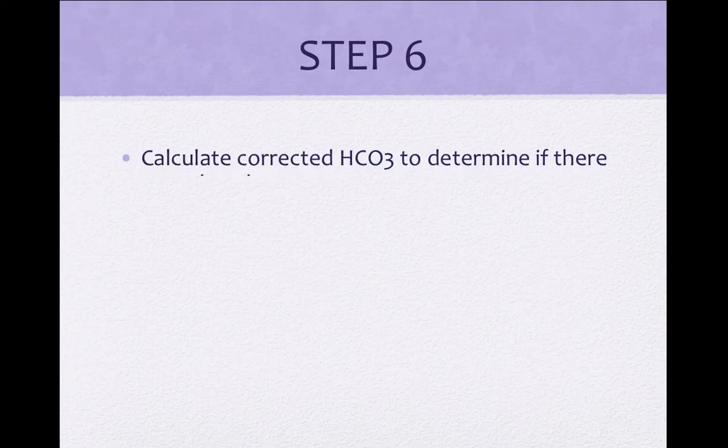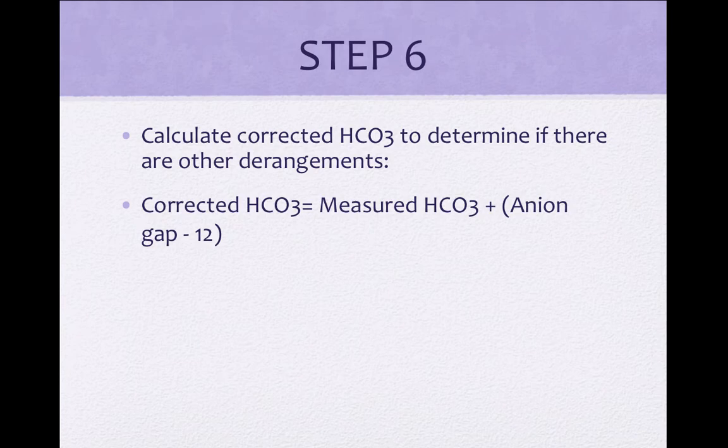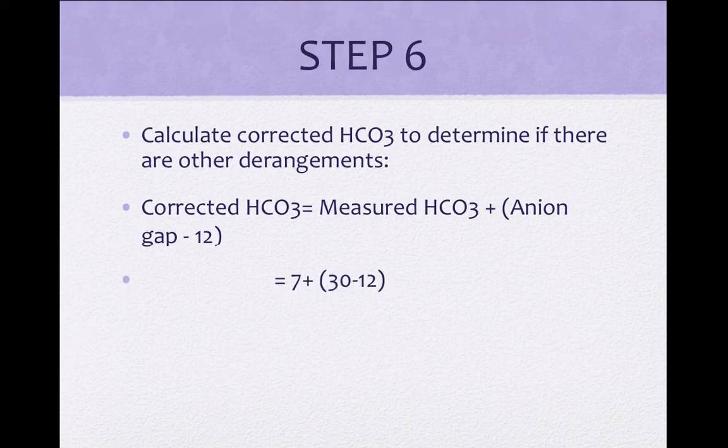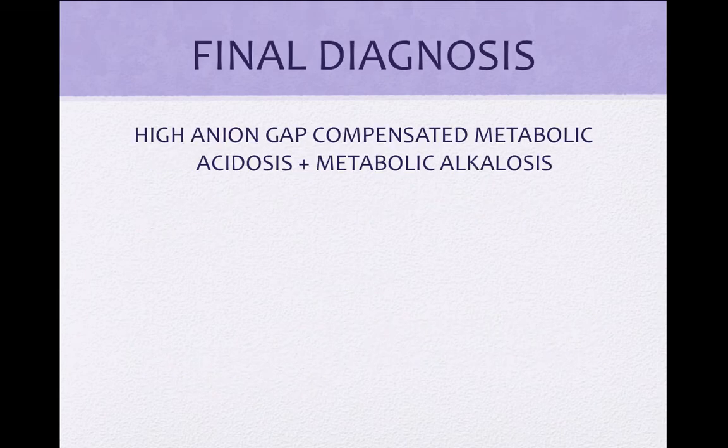Now, the last step was to see if there is any other derangement, for which we calculate the corrected bicarbonate. The formula for which is measured bicarbonate plus anion gap minus 12. We add all the values and we get 25. Now we know the normal bicarbonate is 24 and this is a little above normal, so there is a little element of metabolic alkalosis. So our final diagnosis comes up to high anion gap compensated metabolic acidosis with metabolic alkalosis.